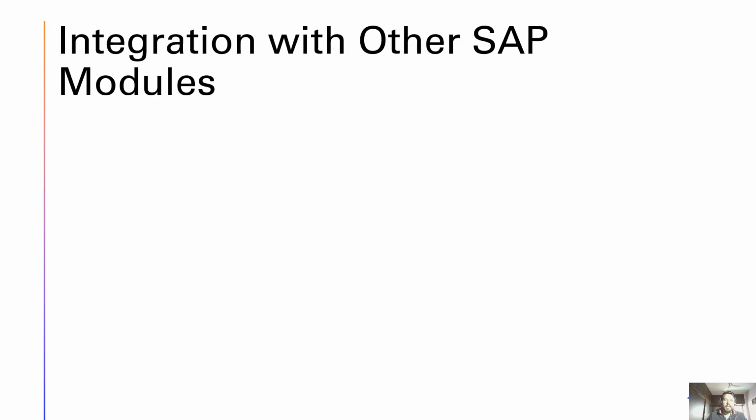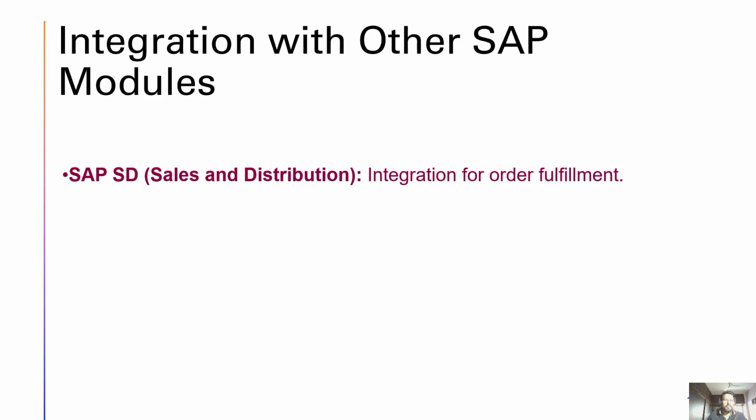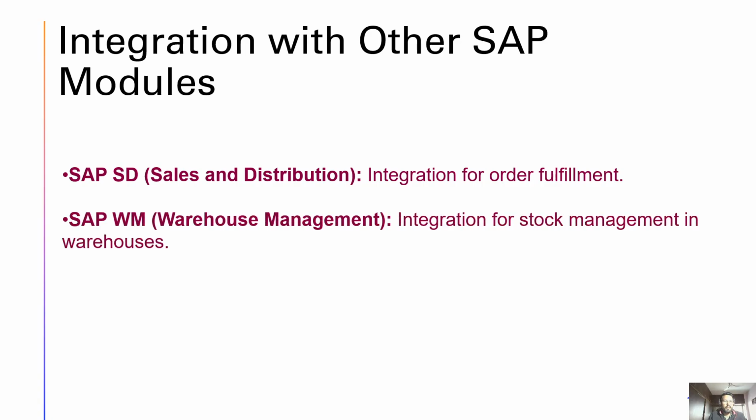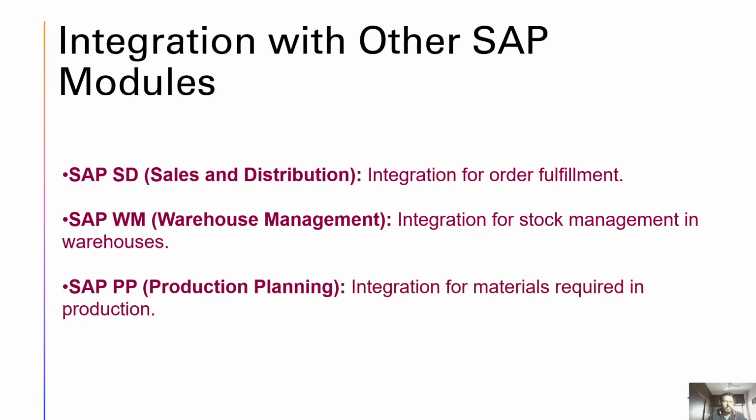Here we'll see the integration with other SAP modules which can be integrated with SAP MM. The first one is SAP SD, that is sales and distribution. We can integrate it for order fulfillment. Another one is WM, that is warehouse management. The integration can be done for stock management in the warehouse. Another one is production planning, which can be used for material required in production.